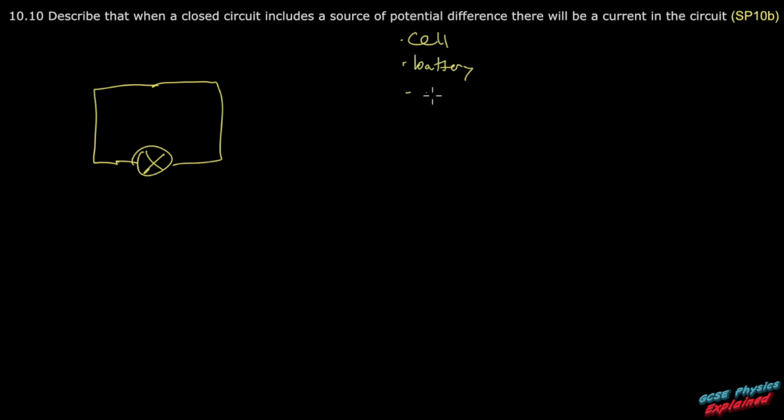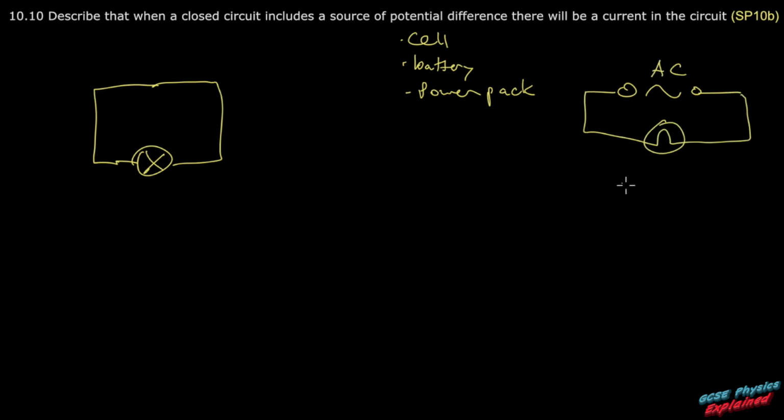Number 10. Describe that when a closed circuit includes a source of potential difference, there will be a current in the circuit. So basically, if you've got a circuit and there's no battery in it, you're not going to have any current. So you need to have a source of potential difference. So that could be a cell, or it could be a battery, or it could be a power pack. Now remember, a power pack is AC, which is current that goes up and down. So you could have that.